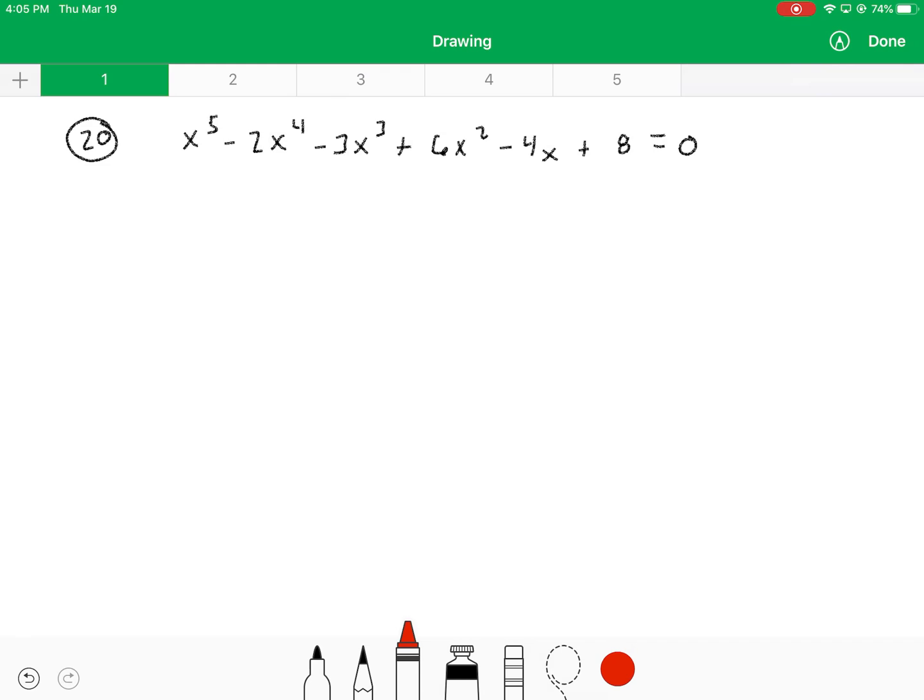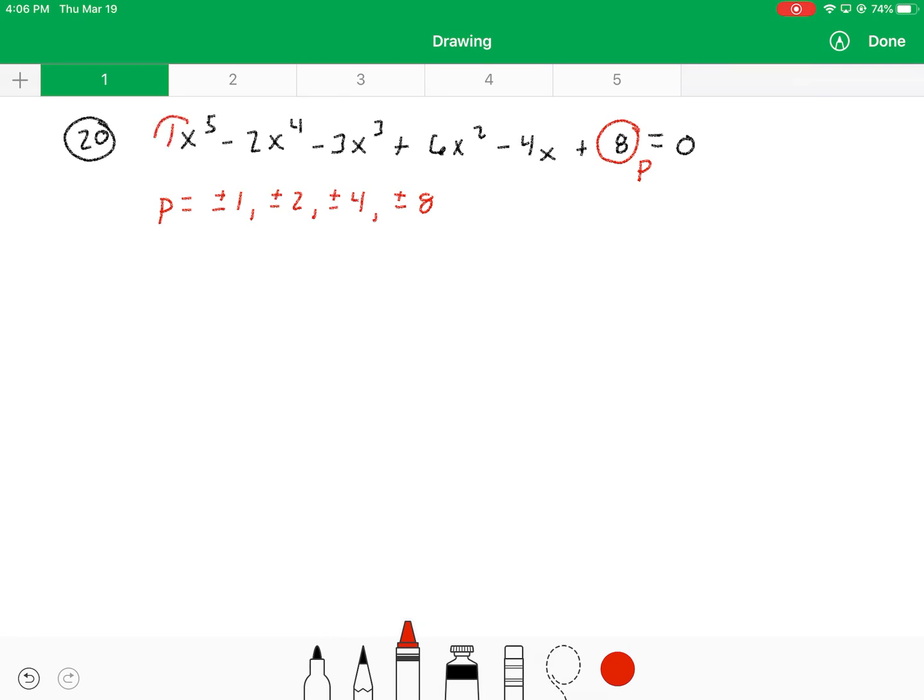Now recall, the theorem wants you to focus on 2 numbers in your equation. So it wants you to focus on the constant. So this 8 is your constant. It's going to lead you to the p-values for the theorem. Okay, so p is going to be any factor of this constant 8. So that would be plus or minus 1, plus or minus 2, plus or minus 4, or plus or minus 8.